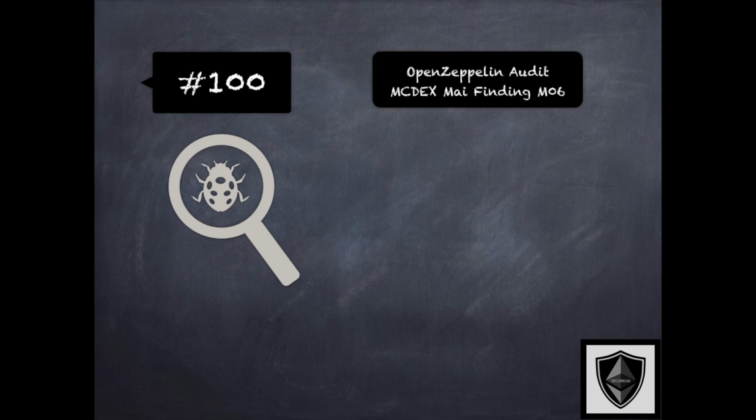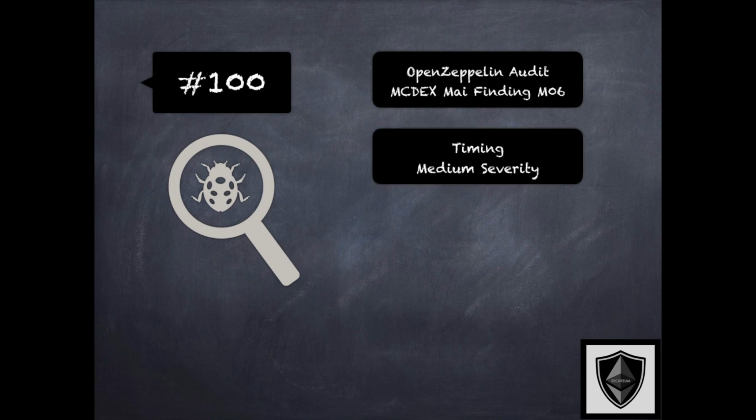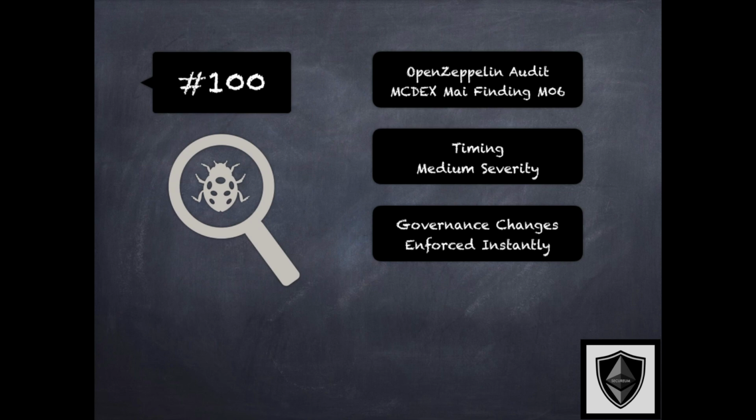100 is another finding from OpenZeppelin's audit of MCDEX MI protocol, where it was a medium severity finding related to timing, in which governance parameter changes were enforced instantly. For context, many sensitive changes could be made via the function set governance parameter, such as the initial and maintenance margin rates or the lot size parameters. And these new parameters would instantly take effect in the protocol with important effects on protocol users, some of which could be perceived as being negative impacts.